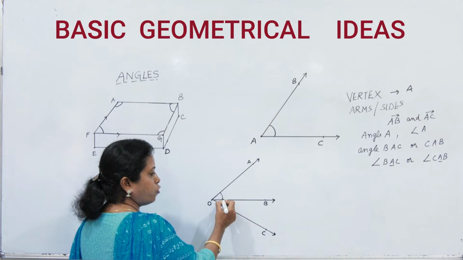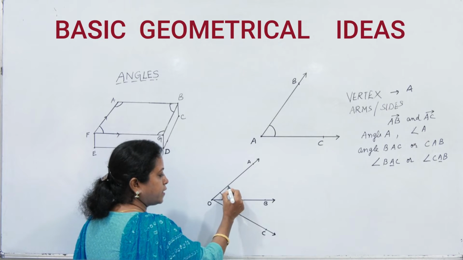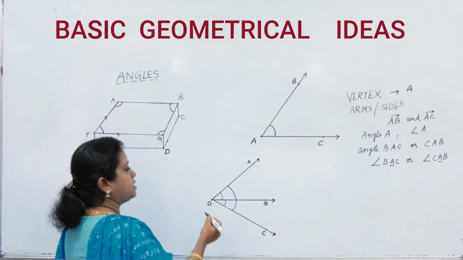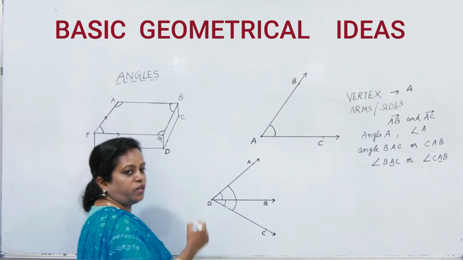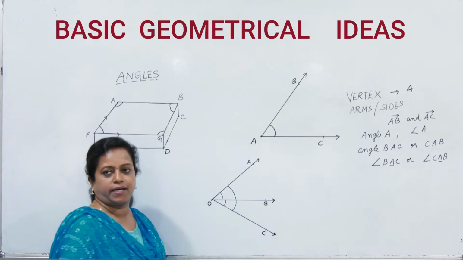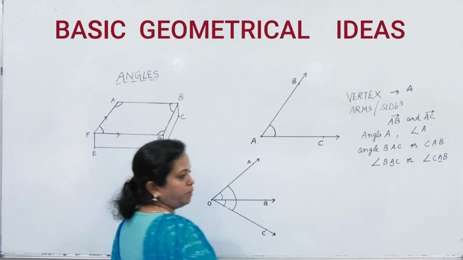Here one angle is formed, another angle is formed here, and a third angle is this angle. So, is it correct if I name this angle as angle O? If I say angle O, I am not clear about which angle I am speaking. So, in this case, the second method will be more clear.